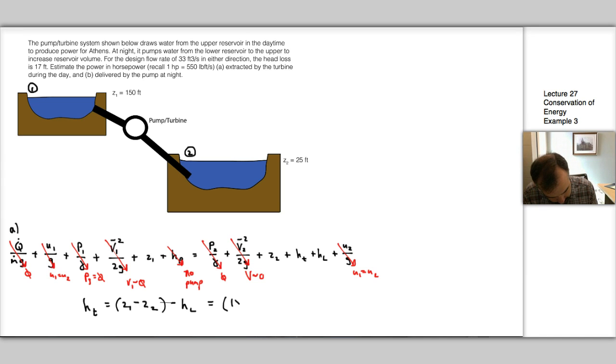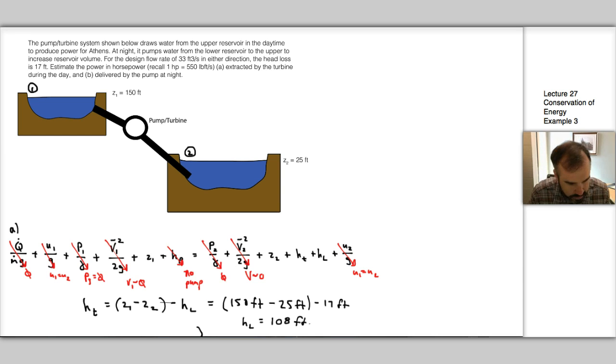Okay, plug those numbers in. We get 150 feet minus 25 feet minus 17 feet. H sub L is equal to 100 feet. Right, so there's our answer, but we're asked to get that in terms of horsepower.